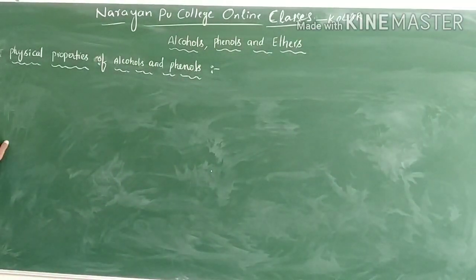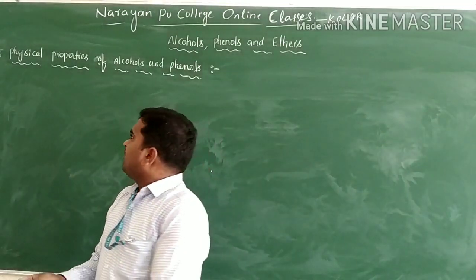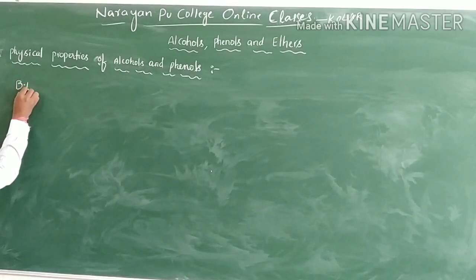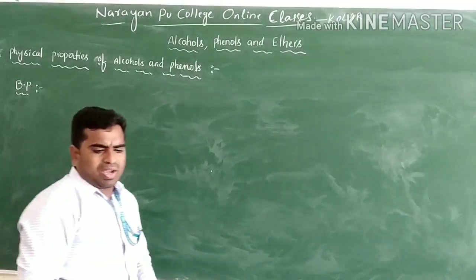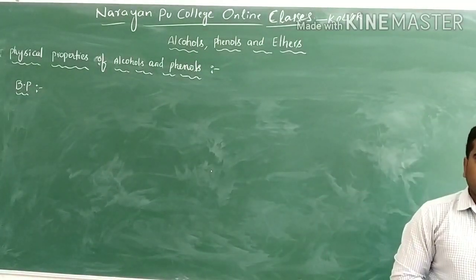Now, physical properties of alcohols and phenols. Okay? The main physical property we have to discuss here is boiling point. So it is denoted by BP, boiling points. And previously we also discussed the boiling points in haloalkanes and haloarenes.